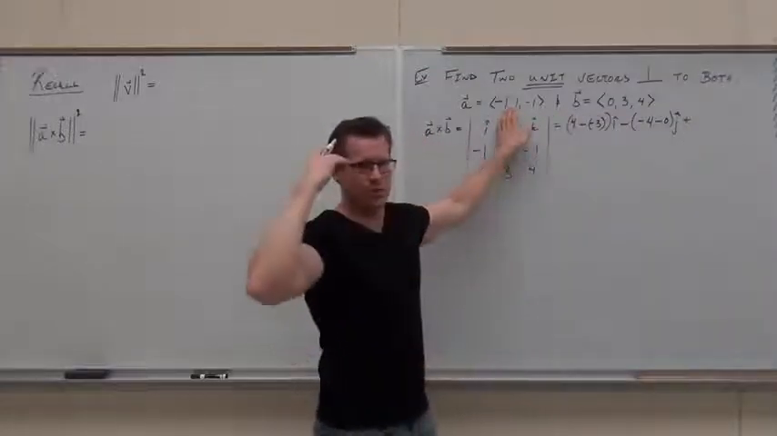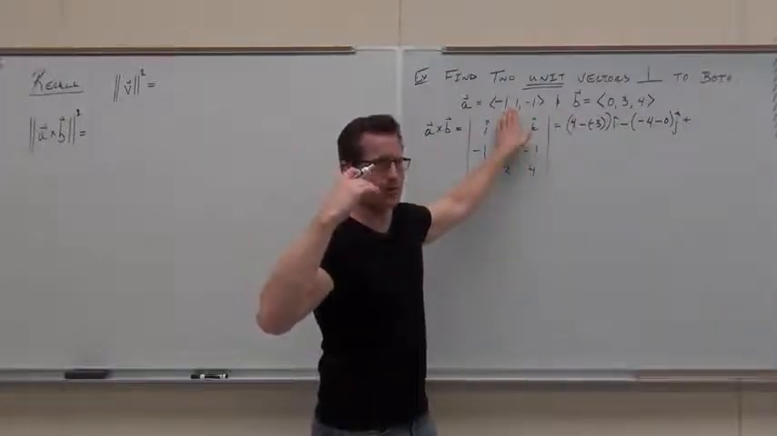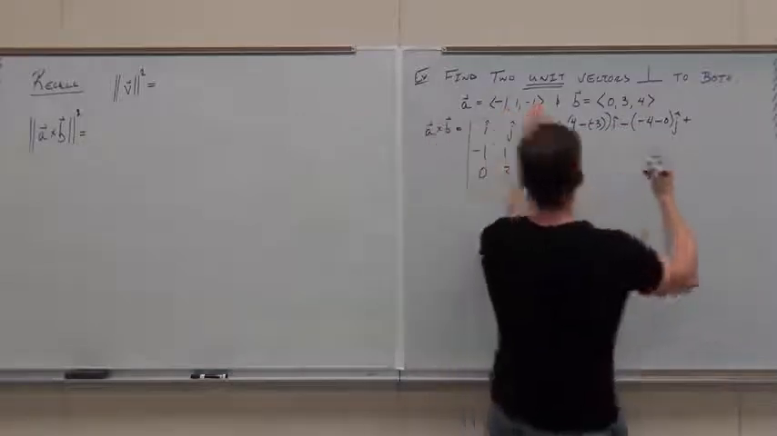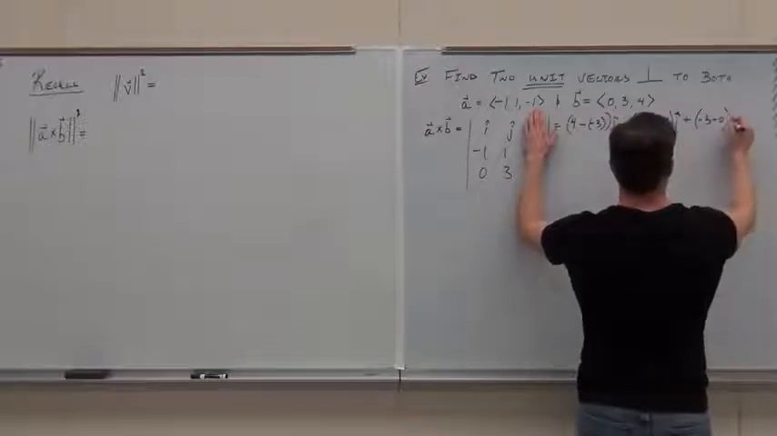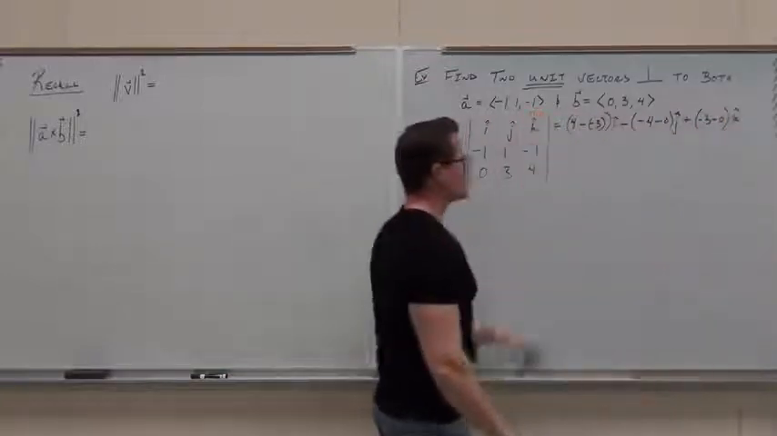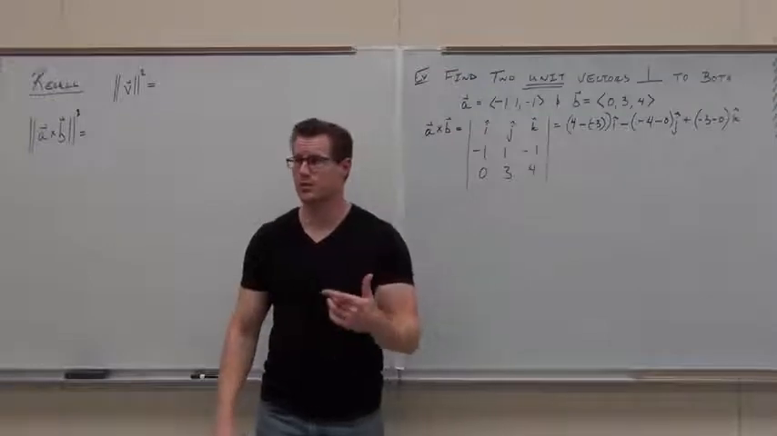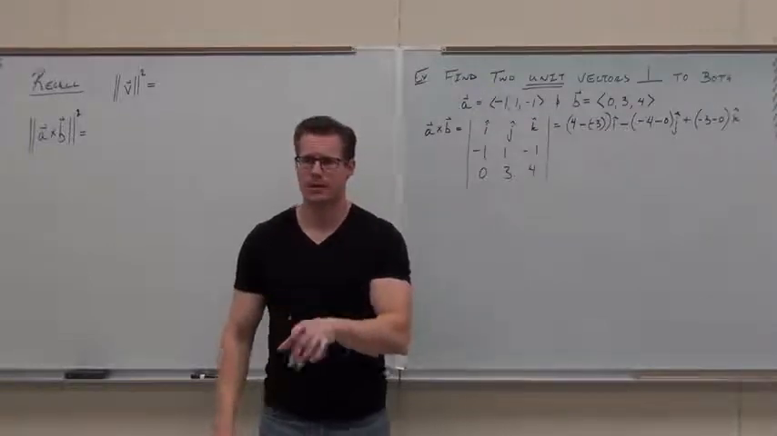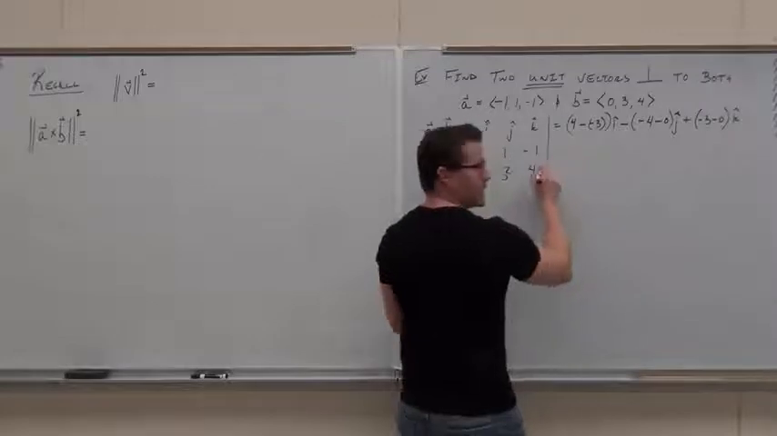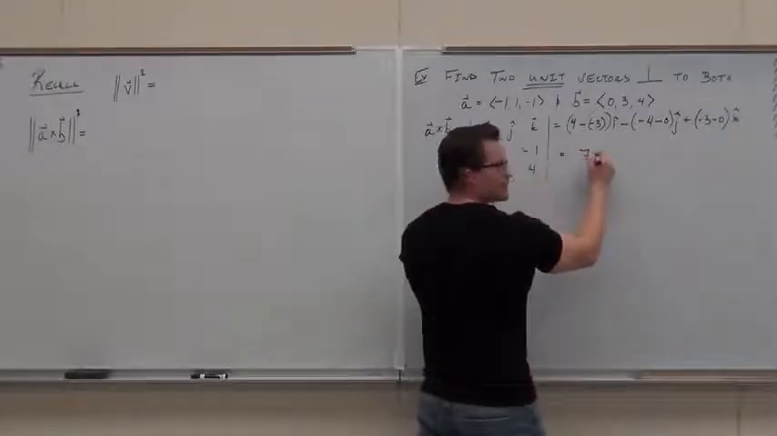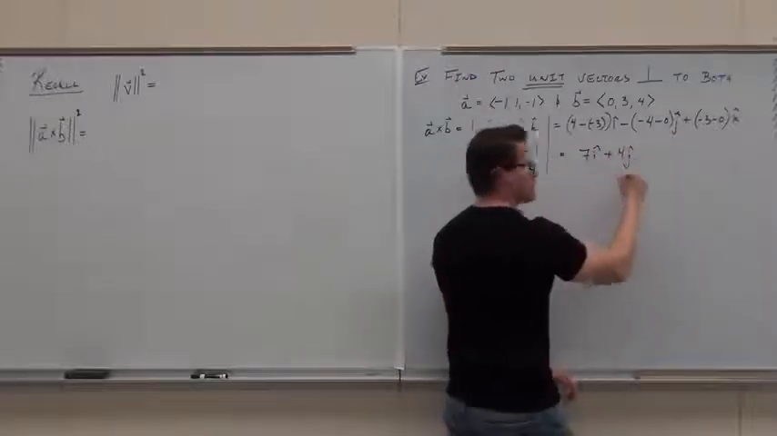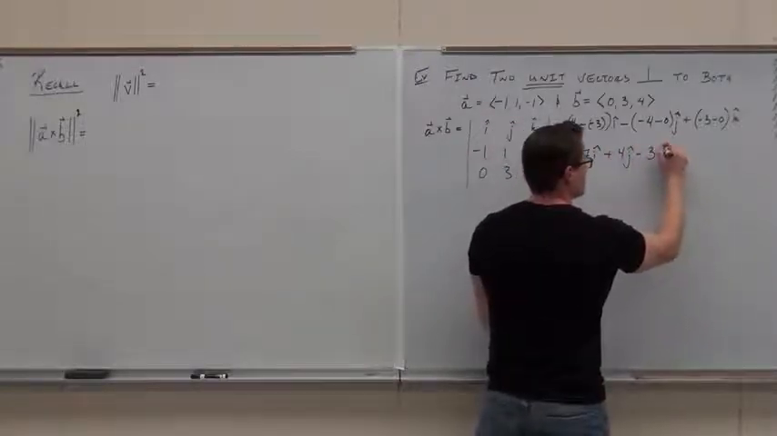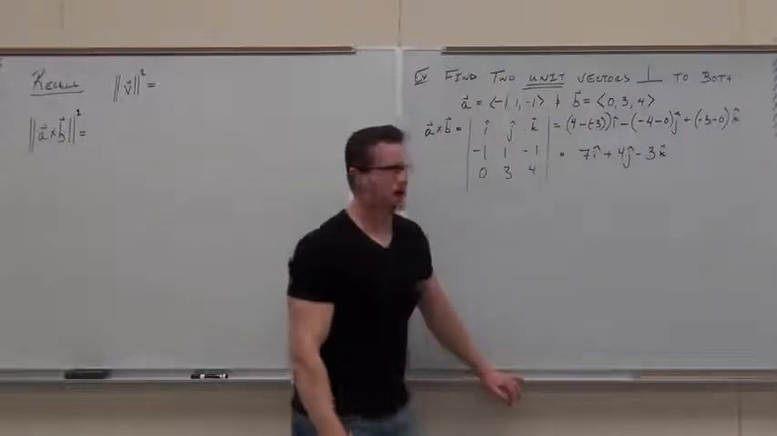Plus. You're noticing I'm not doing a whole lot of work in my head. Honestly, for real, it's really easy to make mistakes. Hopefully I'm right. I want you guys to double check my work all the time when we're doing this. Did you get the same thing I'm getting? Okay, so let's complete it. A cross B: 7I, 4J, minus 3K. Did you get the same thing I got?